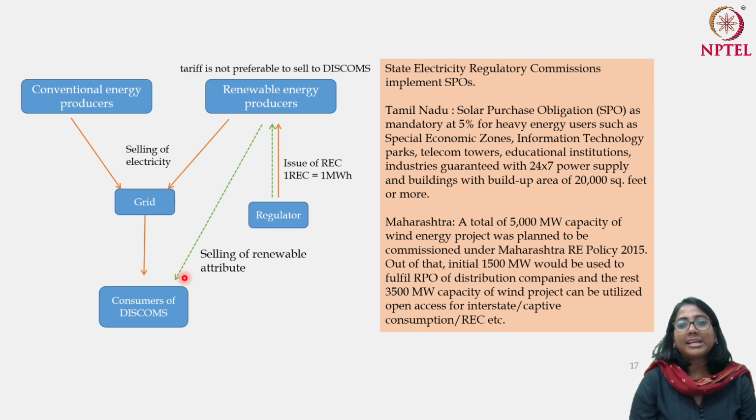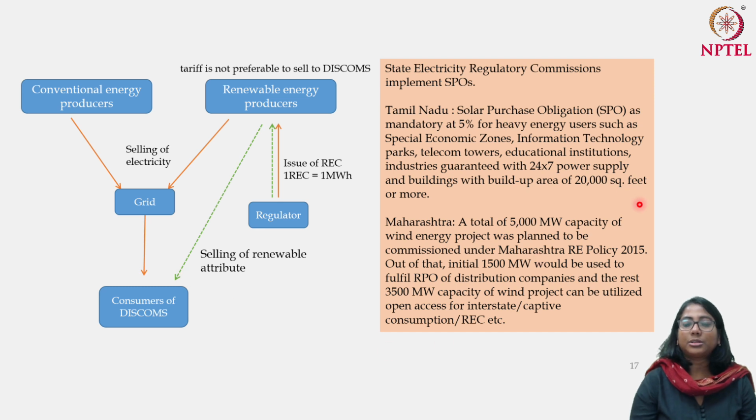So in India, state electricity regulatory commissions usually implement the SPO, which is the solar purchase obligation. Instead of calling it RPO, we are calling it SPO because this is specific to a technology. So the obligation is that 20% has to come from solar power. So it cannot be wind or something else.